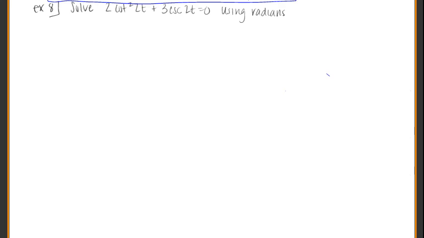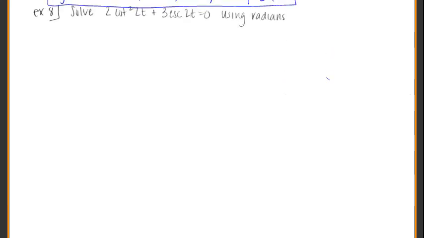Last but not least, well, actually, we got two more to go. We want to look at this problem where we want to solve when 2 cotangent squared 2t plus 3 cosecant 2t equals 0. So this is going to be kind of a combination of two of the concepts we were looking at in this example.